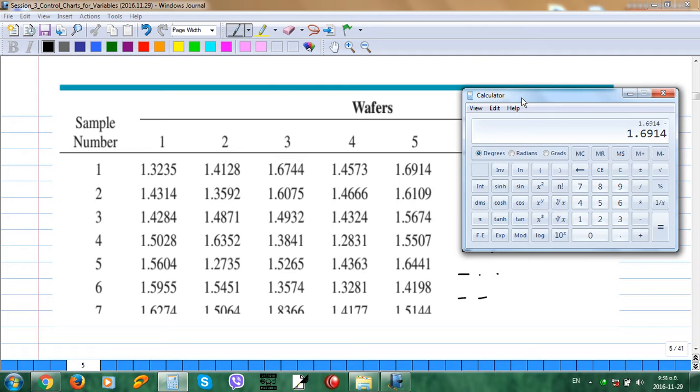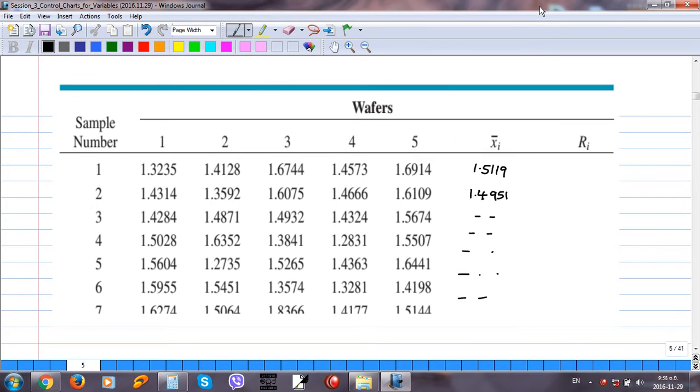1.6914 minus 1.3235, then it comes to 0.3679.